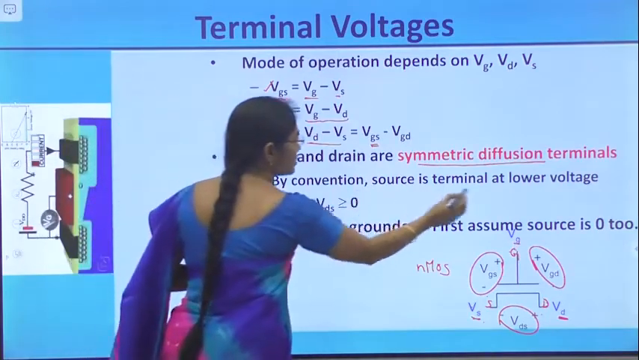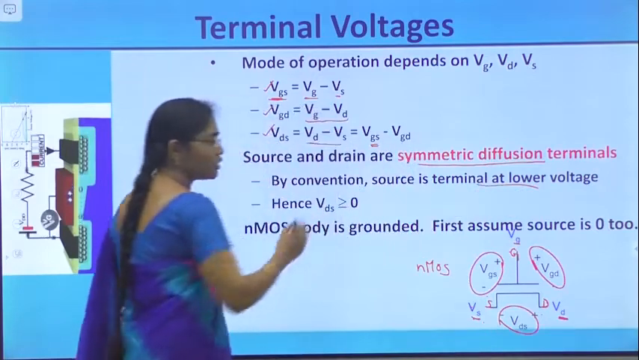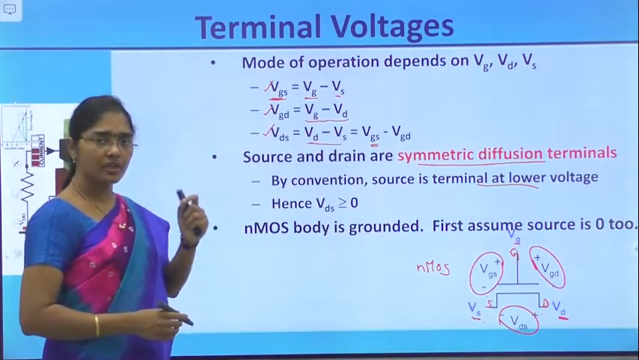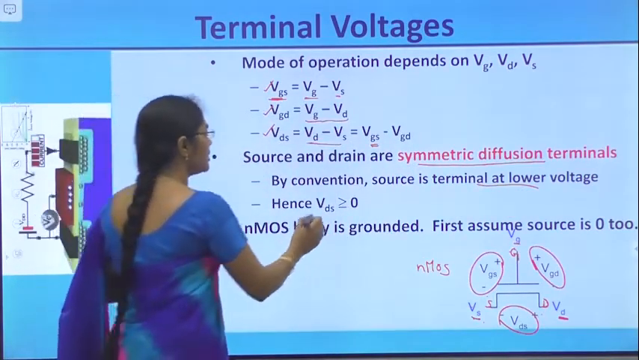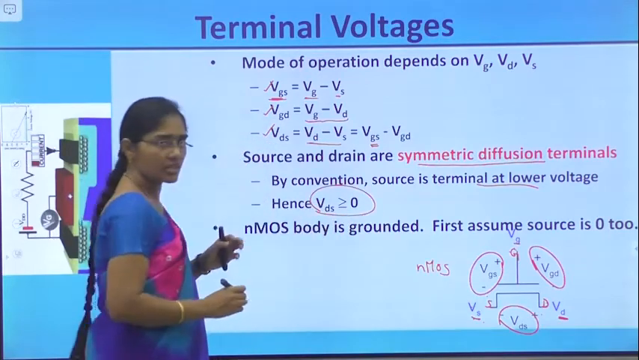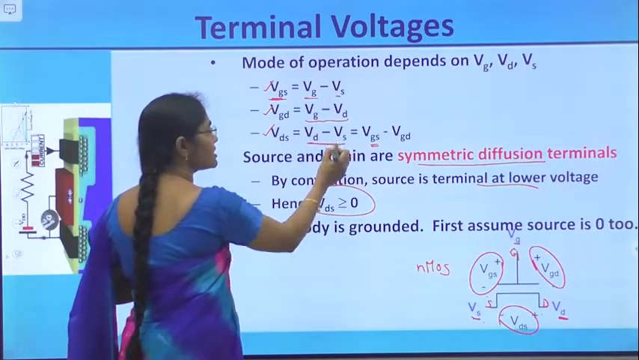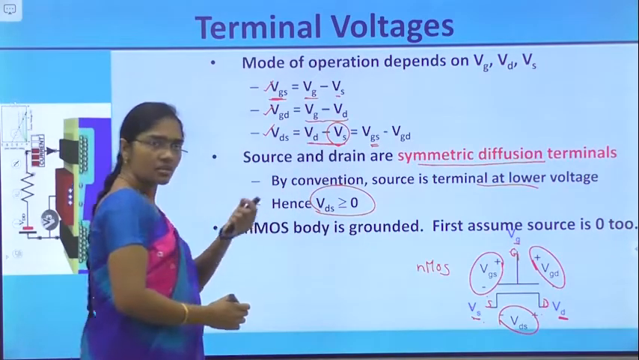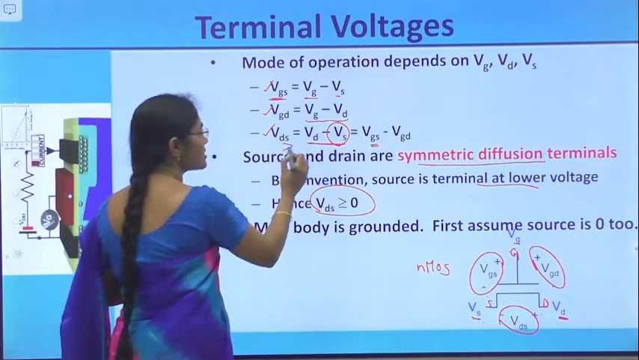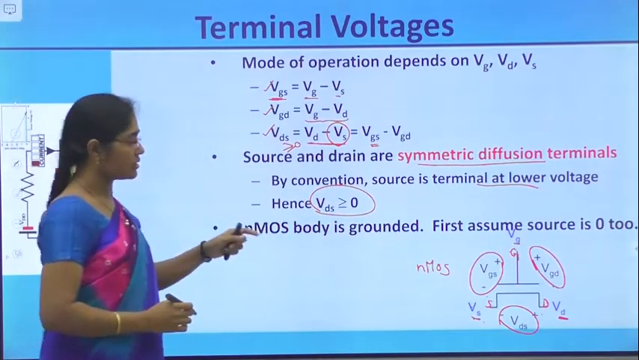By convention, the source terminal is at lower potential. So, the source has to be connected at the lower potential. Hence VDS is greater than or equal to 0, because VDS is VD minus VS. By convention, VS is at lower potential, so VDS is always greater than or equal to 0.